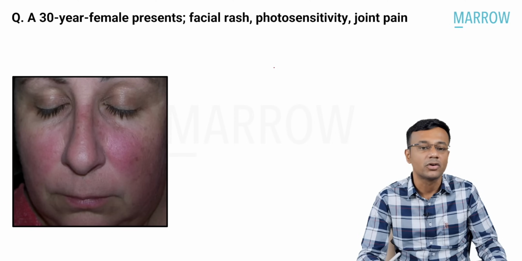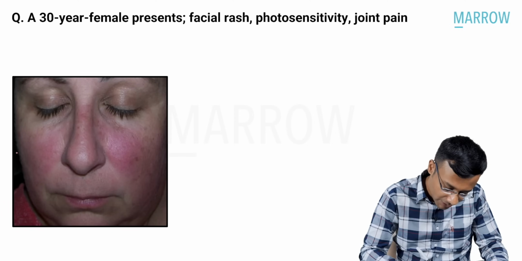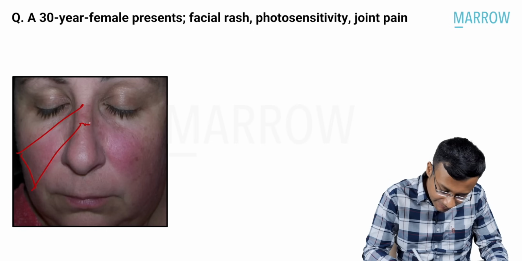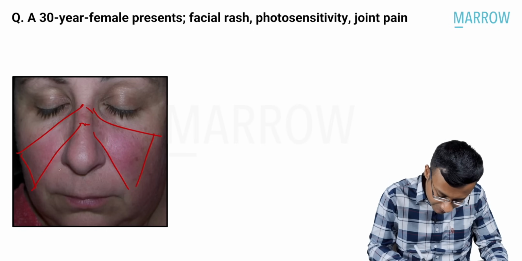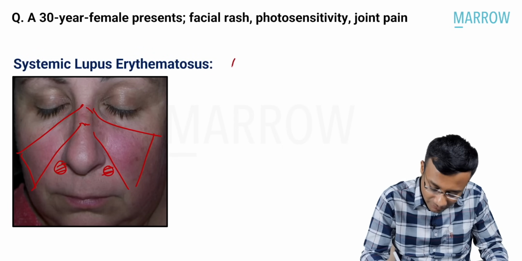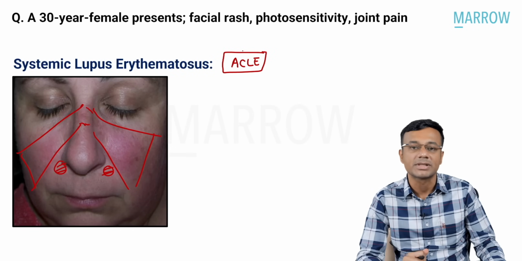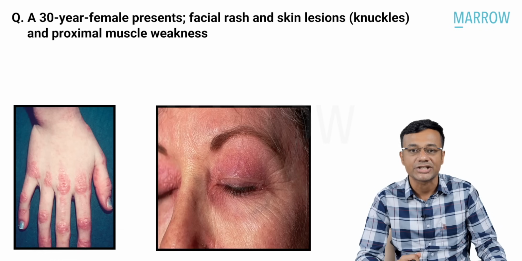Next is a case of a 30-year-old female who presents with a facial rash associated with photosensitivity and joint pain. So we can see this erythema over the malar area which spares the nasolabial fold. We're talking about acute cutaneous lupus erythematosus. This is called ACLE, acute cutaneous lupus erythematosus, which is seen in systemic lupus erythematosus, which is a photosensitive rash.